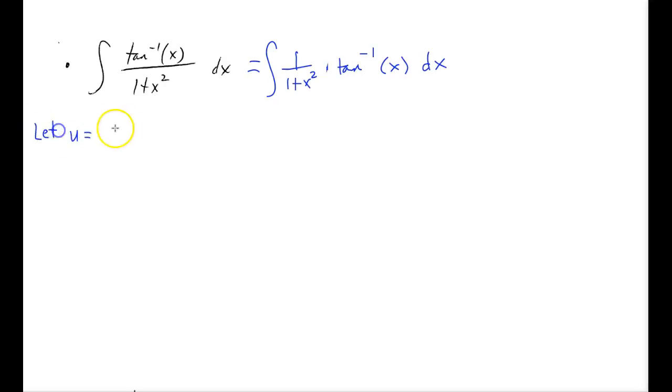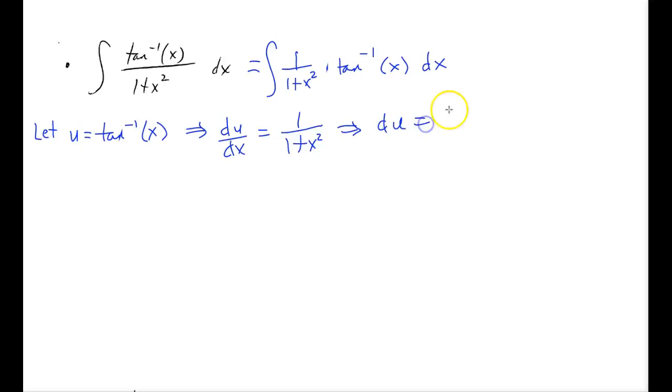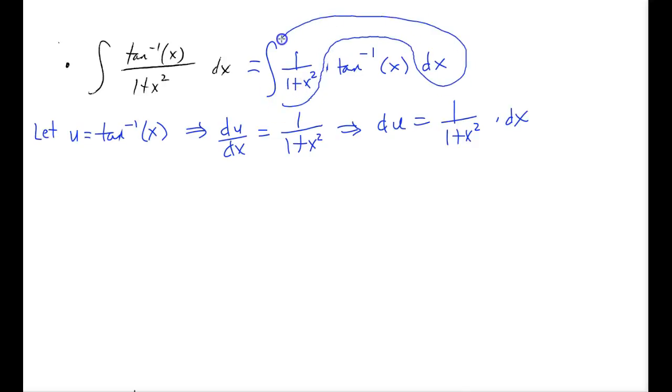So we're going to say let u equal tangent inverse of x. And of course, that'll imply that du over dx is 1 over 1 plus x squared, which implies that du is just 1 over 1 plus x squared times dx. So then we can take all of this and substitute it directly. Okay.